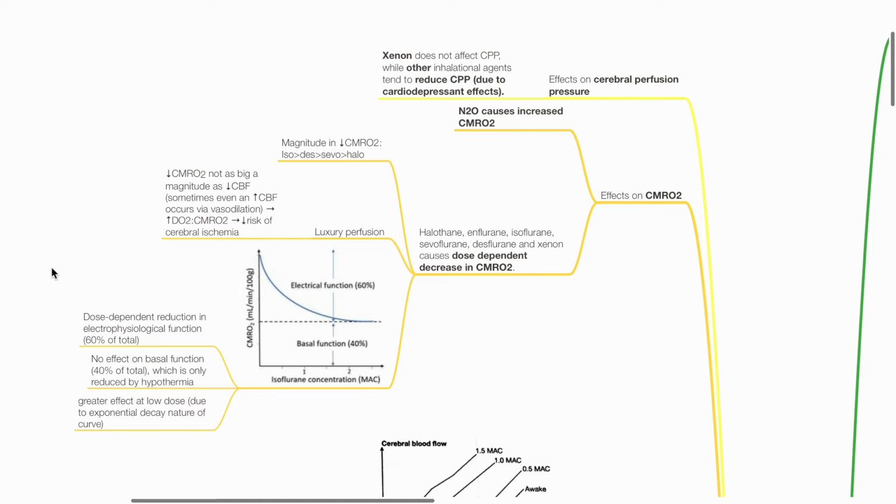Sometimes CBF increases due to vasodilation, thus there is an increase in the ratio of DO2 to CMRO2, and this reduces the risk of cerebral ischemia. There is a dose-dependent reduction in electrophysiological function, which is 60% of total. There are no effects on basal function, which consists of 40% of total CMRO2. Basal function is only reduced by hypothermia. There is greater effect at low dose due to the exponential decay nature of the curve.